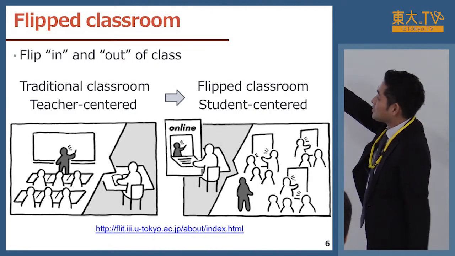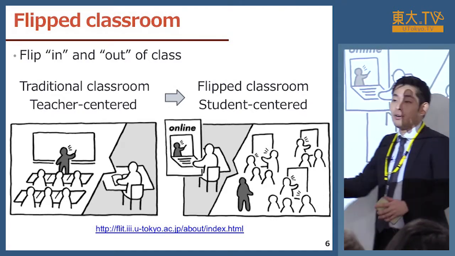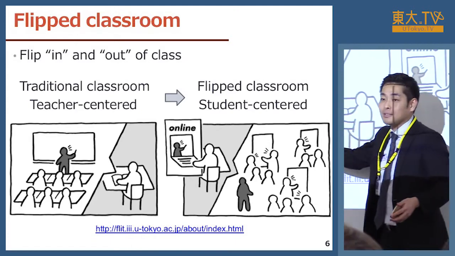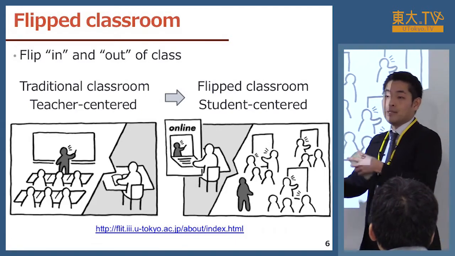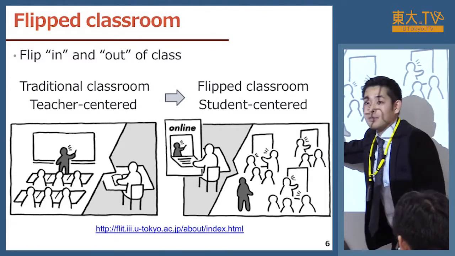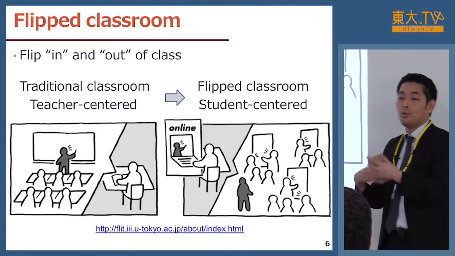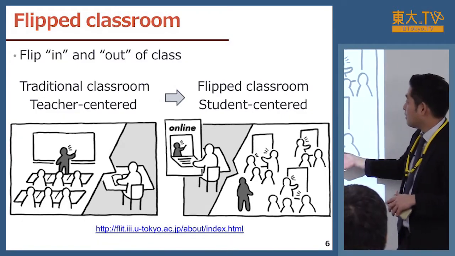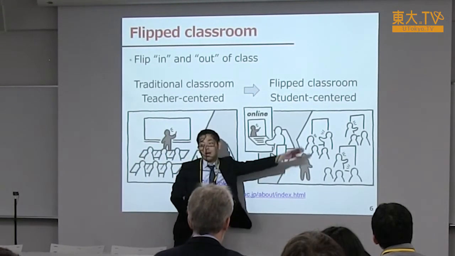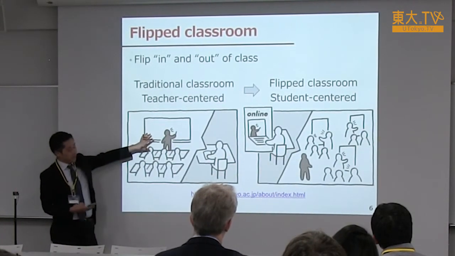So flipped classroom is to flip in and out of class, which means, in a traditional classroom, the teacher only talks, and students just listen to him or her. Then after the class, students are engaged in assignments or solving advanced problems. Whereas in a flipped classroom, before the class, students learn basic knowledge, and then in class, they discuss or solve advanced topics. Yes, that is the flipped classroom. Thanks to this structure, students can learn deeper in class compared to the traditional style.